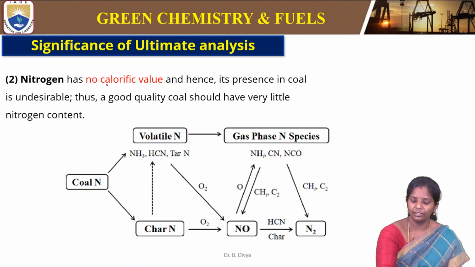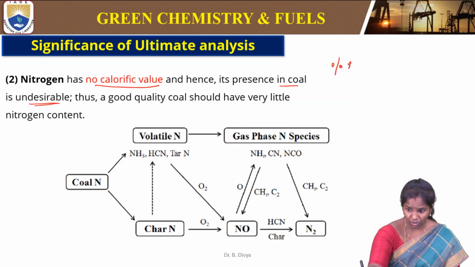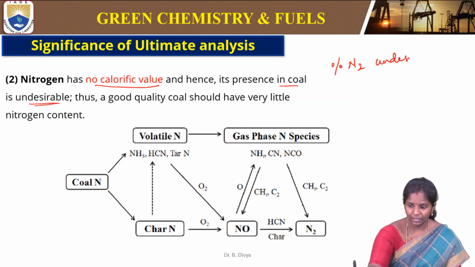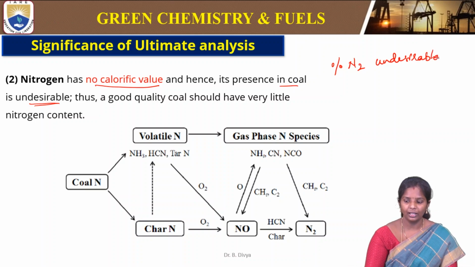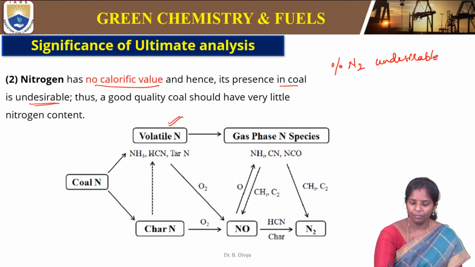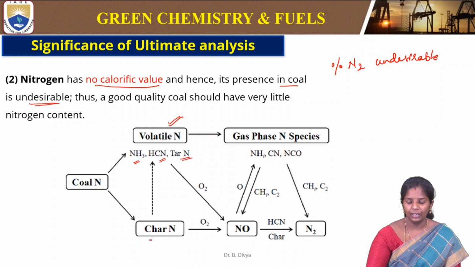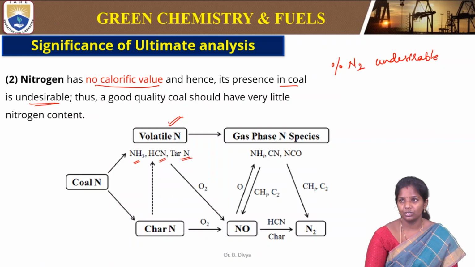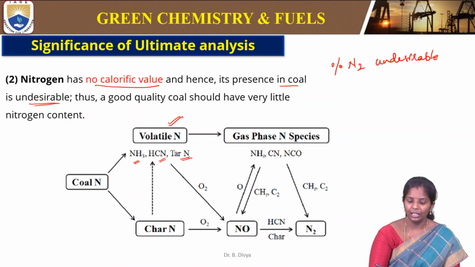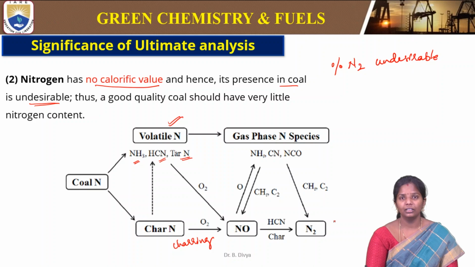Then nitrogen has no calorific value, and hence its presence in coal is undesirable. So the percentage of nitrogen is not desirable, and whatever percent we get has to be removed. If at all it is not removed from the coal, what happens? In volatile form, it is like ammonia, cyanide and tar nitrogen, which is hazardous to the environment and also to human health. So that is why it has to be removed. Otherwise, it will be hampering the process where we are applying it. So this volatile nitrogen has to be removed in any way, and whatever percentage of nitrogen is present will be removed during processing.